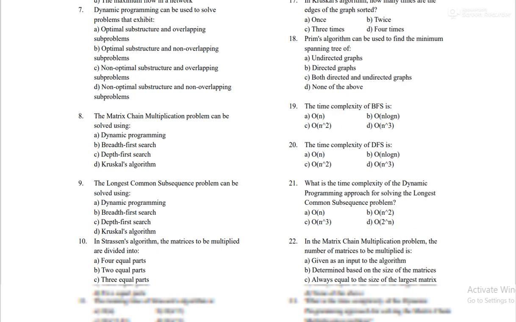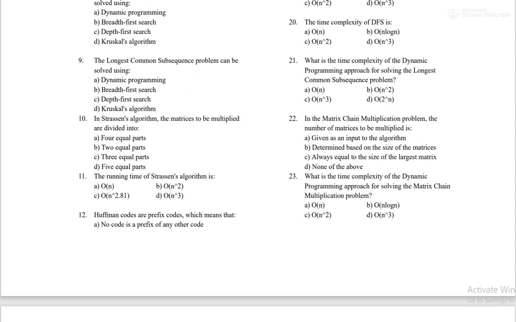Question 22. In matrix chain multiplication problem, the number of matrices to be multiplied is. Here the correct answer is option A, given as an input to the algorithm. The matrices which need to be multiplied, or which need to be parenthesized in a correct order, are always given as an input to the algorithm, and the main objective of the algorithm is to apply parentheses to the whole chain or sequence of matrices given as input. So the correct option is option A.